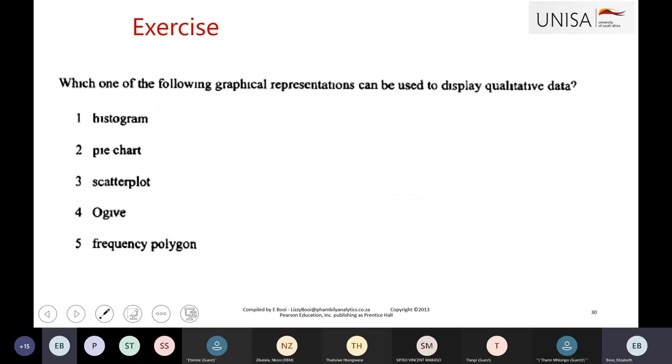Which one of the following graph representations can be used to visualize qualitative data? Remember, qualitative data are your categorical data. So which one? Think about the ones that we spoke about. Is it the histogram? Is it the pie chart? Is it the scatter plot? Is it an ogive? Or is it a frequency polygon? What have we discussed? Which graph represents it? It will be a pie chart.